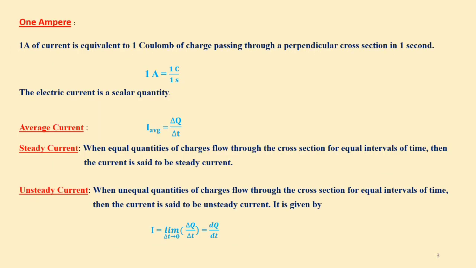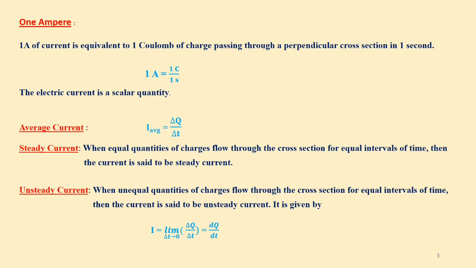Let us now define 1 ampere. If 1 coulomb of charge is flowing through the cross section of the conductor for 1 second, then the current is said to be 1 ampere. So 1 ampere of current is equivalent to 1 coulomb of charge passing through a perpendicular cross section in 1 second. So 1 ampere is also equal to 1 coulomb divided by 1 second. The electric current is a scalar quantity.